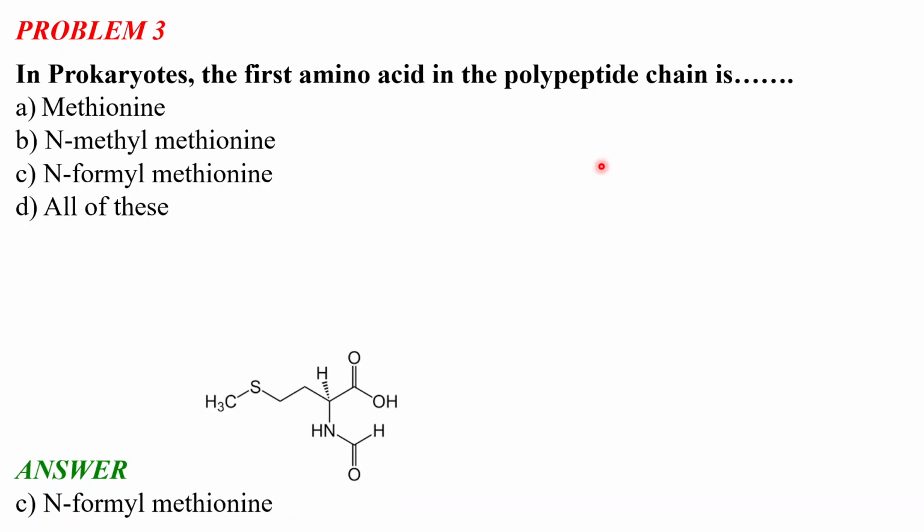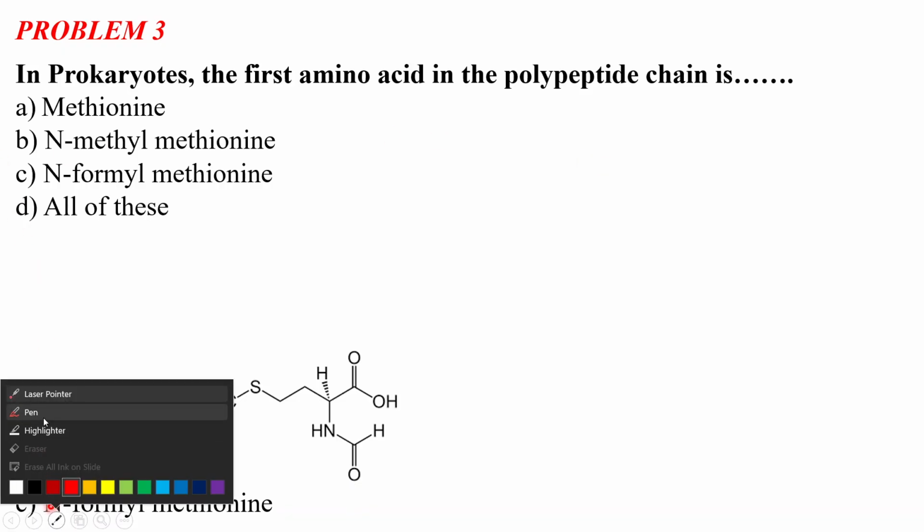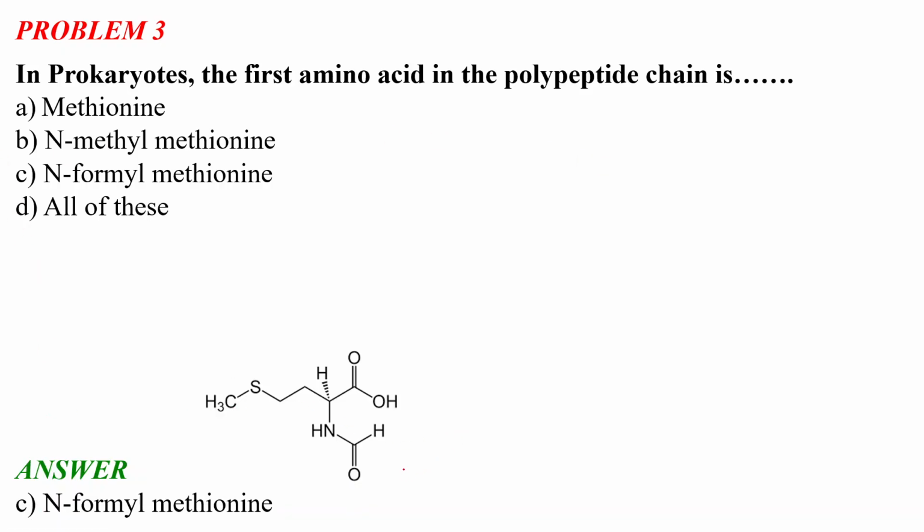So what is the structure of methionine? Let me draw the structure of methionine. So methionine, we have the structure like this. We have the S here, S-methyl is here. Oh, sorry, I will erase it one more time.